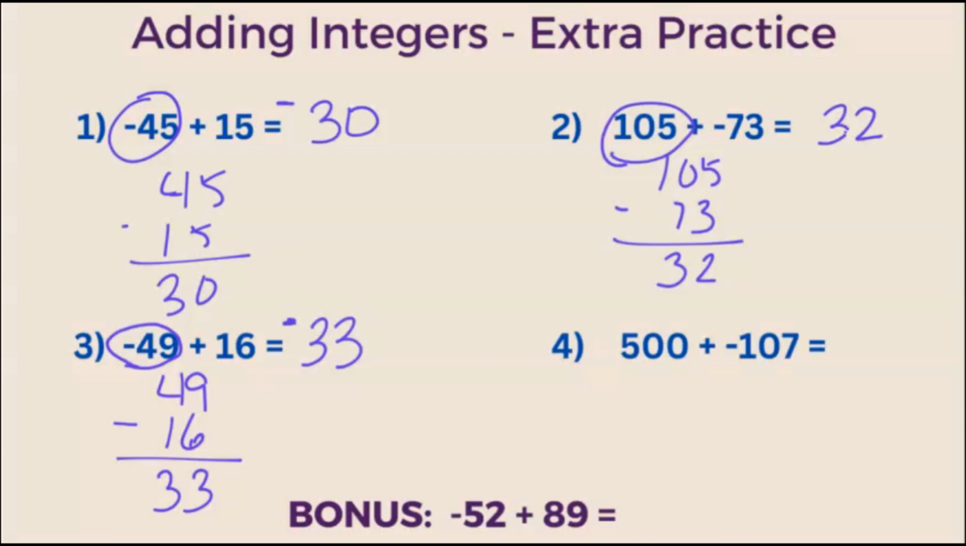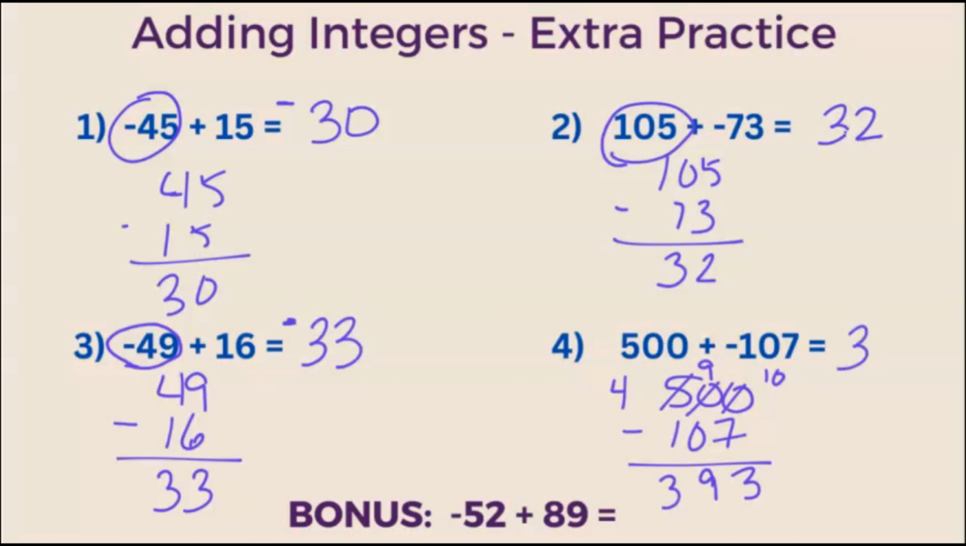Last example. What is positive 500 plus negative 107? We're going to set this up to be a standard subtraction problem, making the 107 negative. We'll come over here and we will borrow and make that 9 and this 10. 10 minus 7 is 3. 9 minus 0 is 9. And 4 minus 1 is also 3. 393. The absolute value of 500 is larger than the absolute value of negative 107. So because 500 is positive, our answer will also be positive.